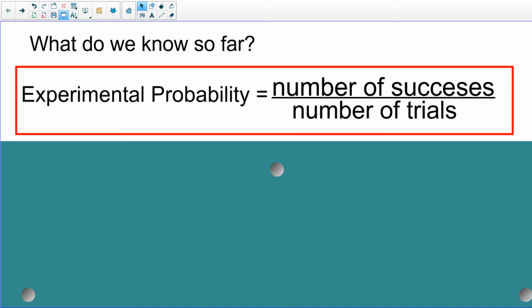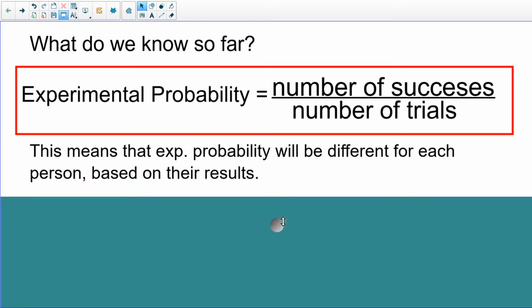the number of trials. Now the thing about experimental probability is that depending on who's doing the experiment, if for instance somebody rolls a die 10 times and then somebody else rolls a die 10 times, they're not necessarily going to get the exact same results. They're the correct results for their experiment, but they won't be the same.